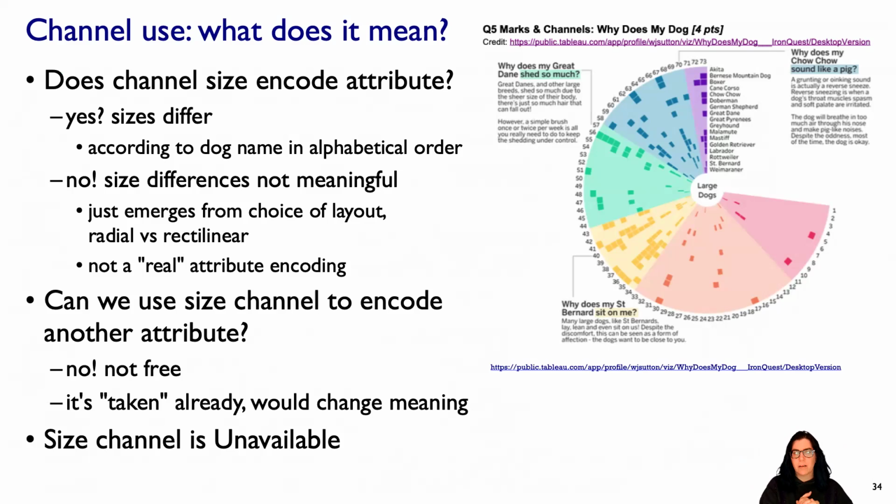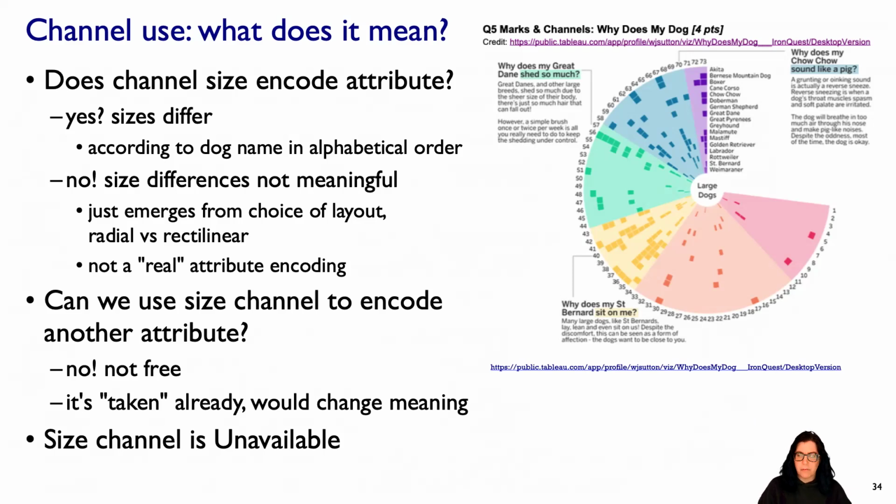Does the channel of size actually encode an attribute? Well, there's two ways we could think about this. If we said yes, I mean, look, the sizes are different. There's some big purple boxes for Bernese Mountain Dog, and there's some much smaller boxes for St. Bernards. So, depending on where you are along that radial distance, the size of these boxes is actually different.